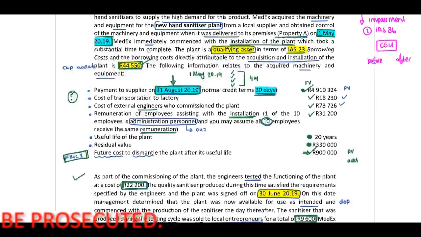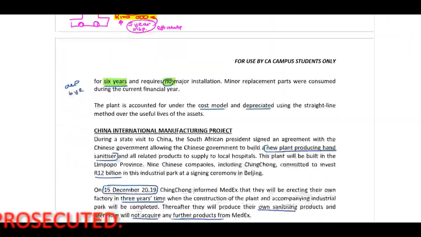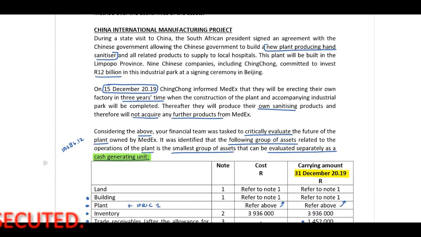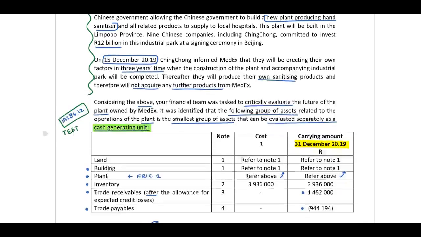We've transferred the hand sanitizer plant's details, and we now need to look at the China International Manufacturing Project. Now this is our CGU. When we look at this, guys, the first two paragraphs are background info only. The third paragraph is where we've identified that there's an indicator and we need to test for impairment and that this is a CGU. They indicate to us the list of assets and liabilities included in our CGU.